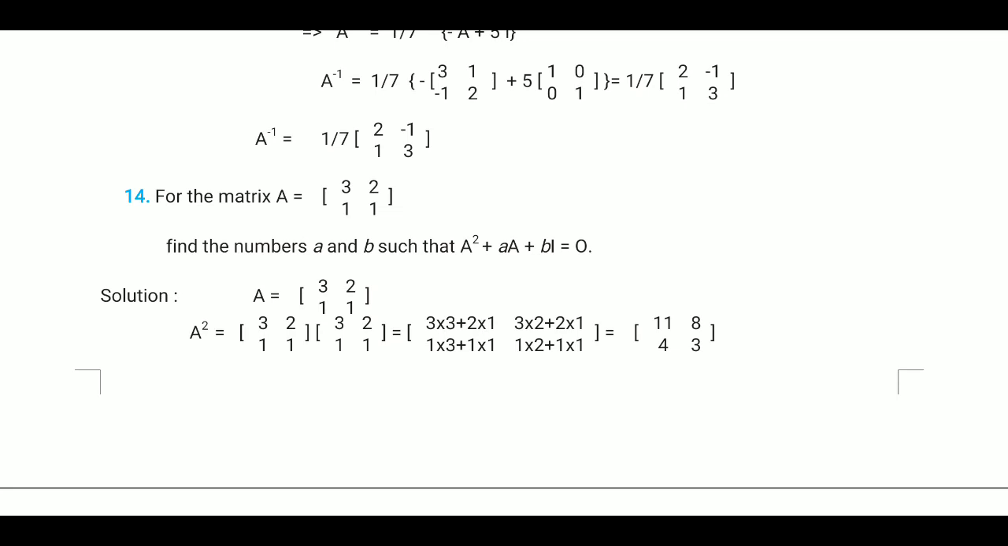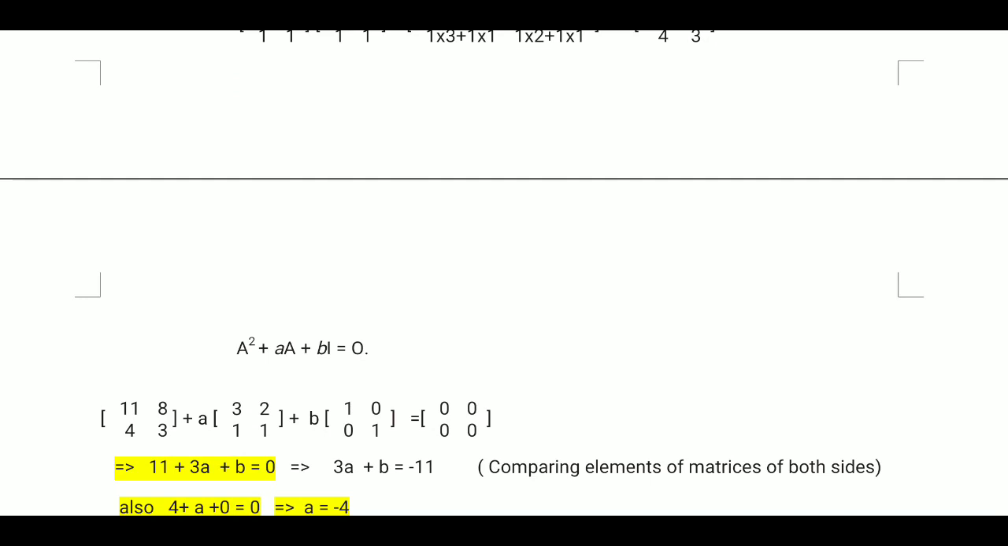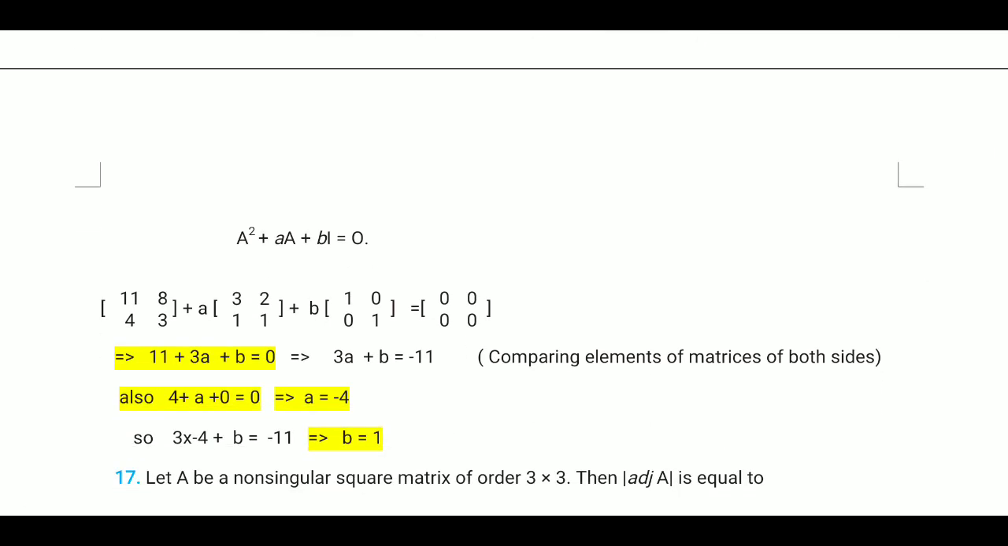So multiplying row to column element of the matrices, we get [11, 8; 4, 3]. Now A square plus A plus BI is equal to 0. It is given. So put the values: [11, 8; 4, 3] plus A [3, 2; 1, 1] plus B [1, 0; 0, 1], and we have the null matrix, the 0 matrix, that is [0, 0; 0, 0].